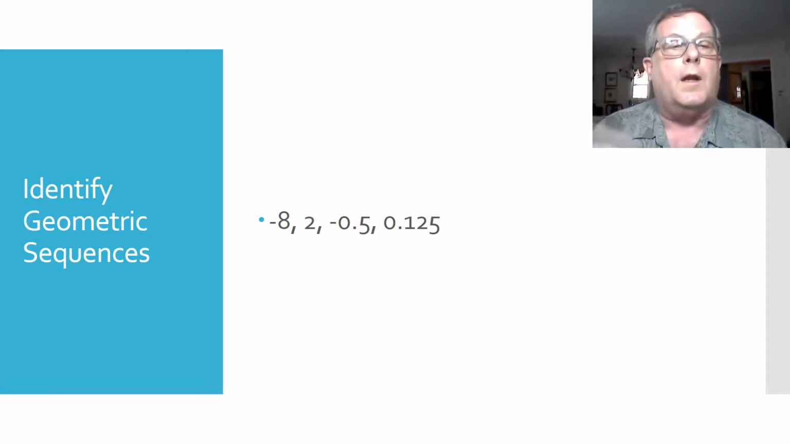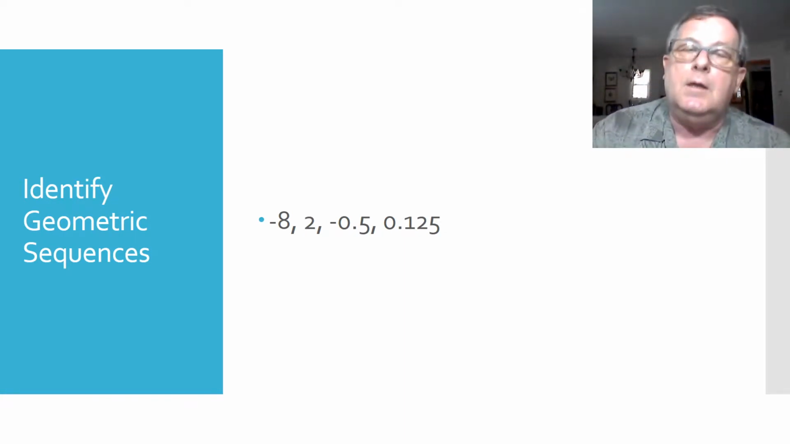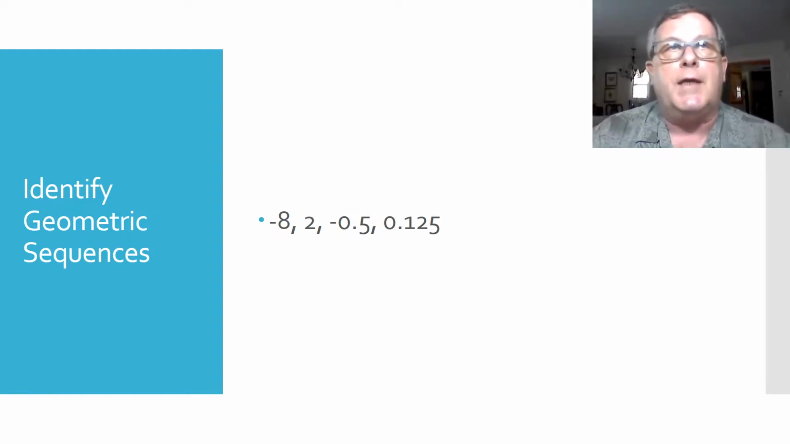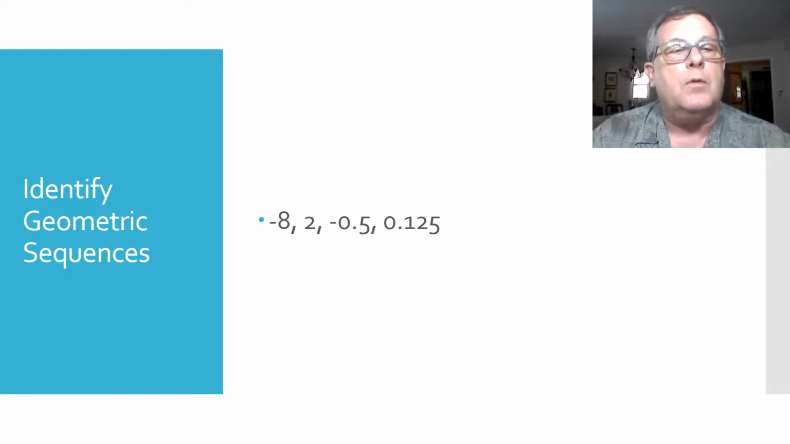All right, so we're moving right along. Now we're going to identify geometric sequences and the characteristic of a geometric sequence. Whereas an arithmetic sequence has a common difference that we can add to each successive number, in a geometric sequence, we have a common ratio that we can multiply by each successive number.